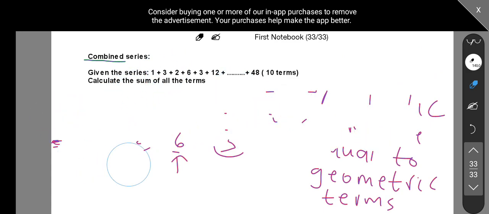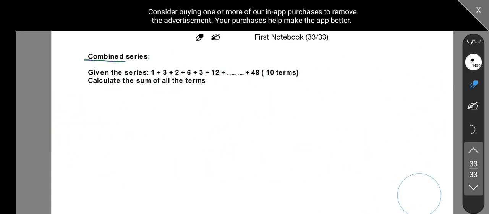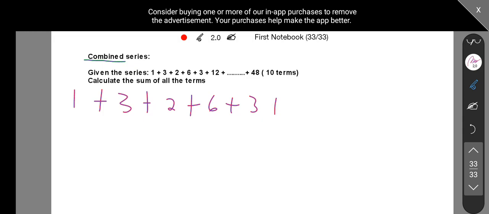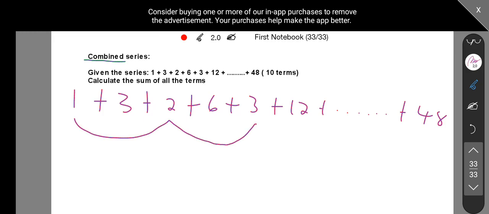So we are going to use the same strategy in answering this question. But here we've been given 10 terms. This means that we have 5 arithmetic and 5 geometric. We've been given 1 plus 3 plus 2 plus 6 plus 3 plus 12, and they add each other up until positive 48. So here what we are sure of is that this series here is an arithmetic. Let's underline that arithmetic part. This one is the arithmetic part of the series.